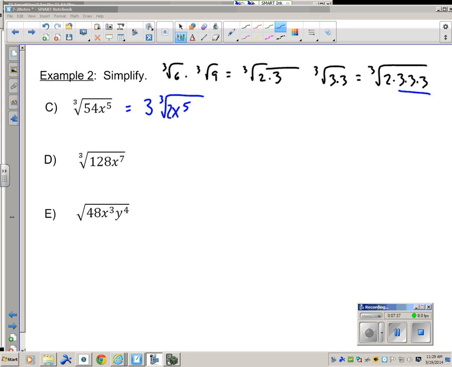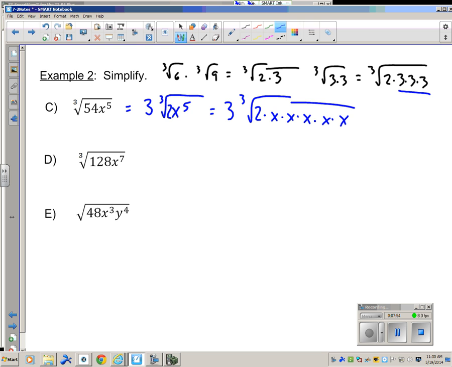Now the variables work differently than the numbers. You could go ahead and do them the same way. In other words, I could think, oh yeah, because it's to the 5th power, I could write it out. And then I can see I've got 3 x's there, so I can pull one of those out. So I get 3x, pulling that grouping out. And then I'm left with the 2 still underneath there, and 2 more x's, and combine those back together, you get x squared, because you add your powers together: x to the first times x to the first is x to the second.